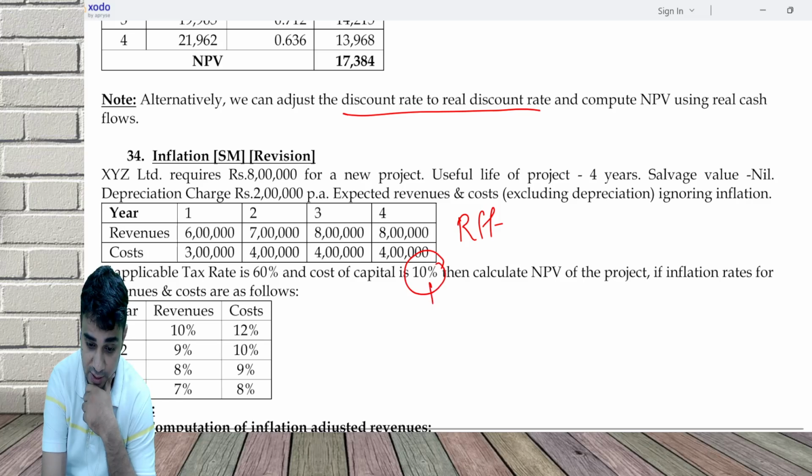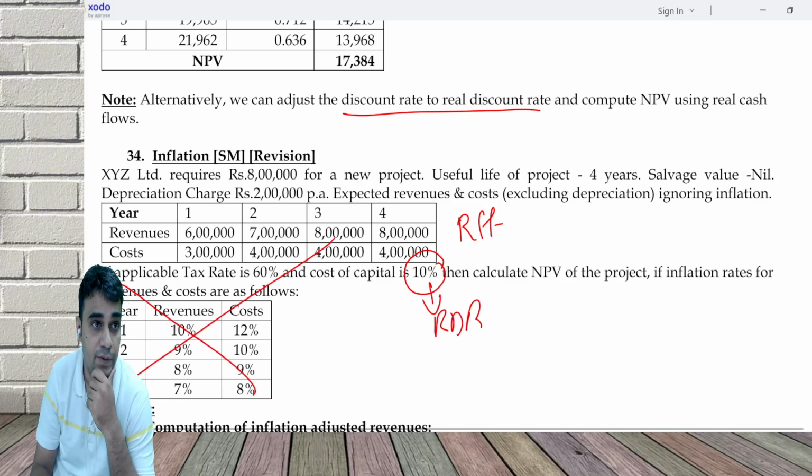If you say this is the real discount rate, if you say this is RDR, I have zero utility of the below information, because you have real cash flow and you have the real discount rate. Go ahead and complete the question.